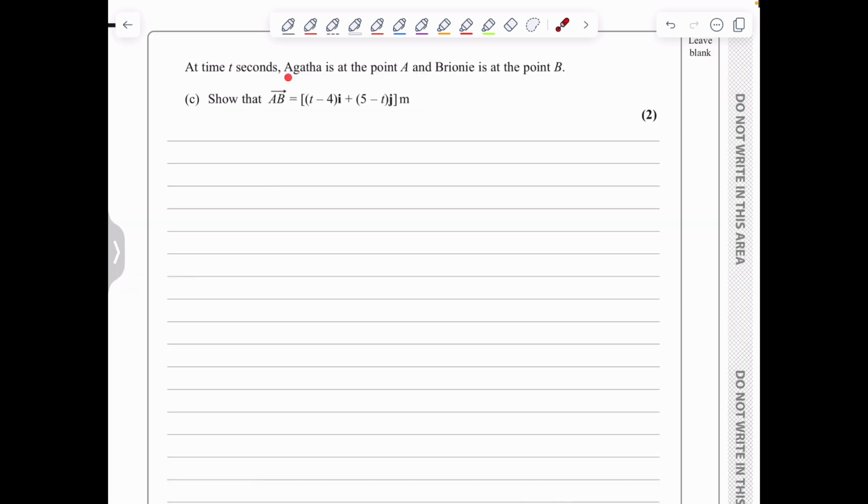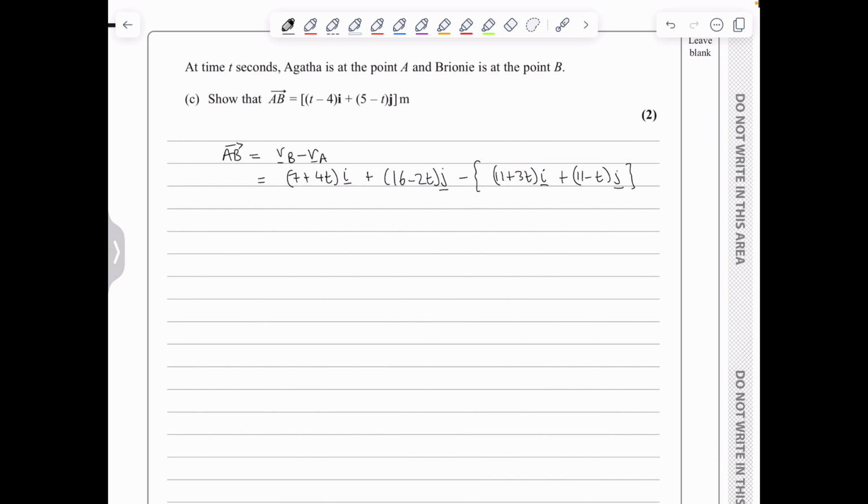Now at time t seconds, Agatha is at the point A and Brioni is at the point B, and we need to show that the vector AB is given by (t minus 4)i plus (5 minus t)j meters. Well, let me start by stating that the vector AB is simply the position vector of Brioni minus the position vector of Agatha. Well, we found both of these, and RB was (7 plus 4t)i plus the (16 minus 2t)j, and I will be deducting the (11 plus 3t)i that we found in part A plus the (11 minus t)j.